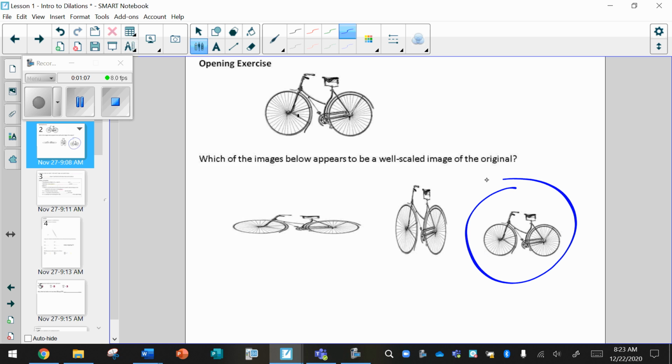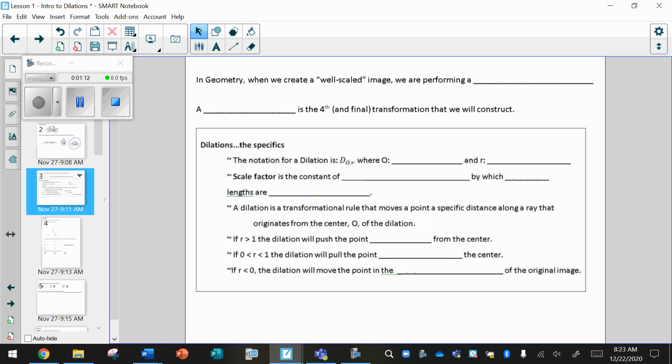So obviously the third bicycle looks like the original bicycle, just maybe a slightly different size. Now in geometry, when we create a well-scaled image, we are performing a dilation. A dilation is the 4th and final transformation that we will construct. I'm going to show you how to do the construction of a dilation today, which means you will need a compass and a straight edge. If you do not have a compass and a straight edge, you can continue to watch the video, but until you do, you obviously won't be able to do and practice the dilation constructions.